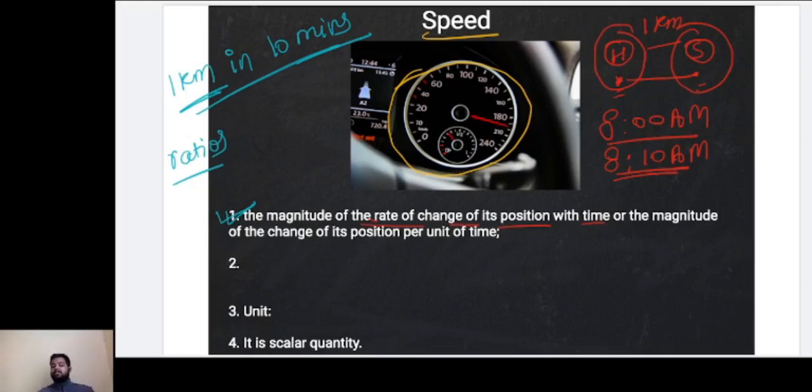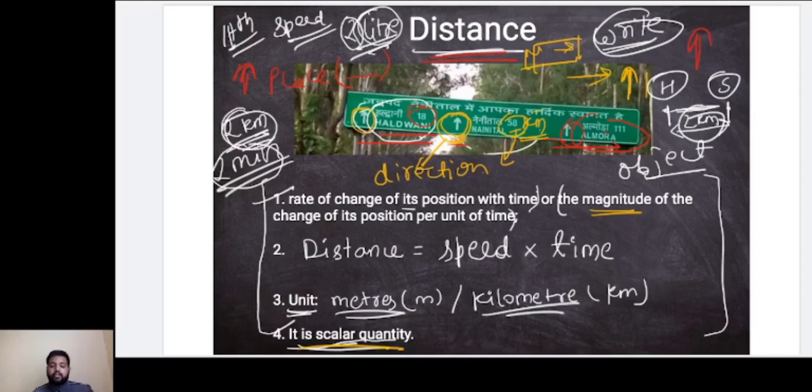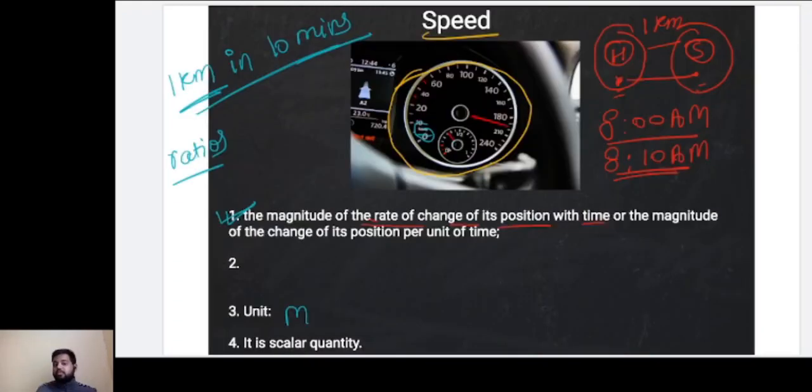Now coming to the second point. Definitely there's a formula for speed. First of all, let me type the unit. So how would you measure it? Like in distance, we measure in meters and kilometers. Similarly, speed we cannot measure in meters, right? So what will be the unit for speed? The unit for speed will be meter per second.